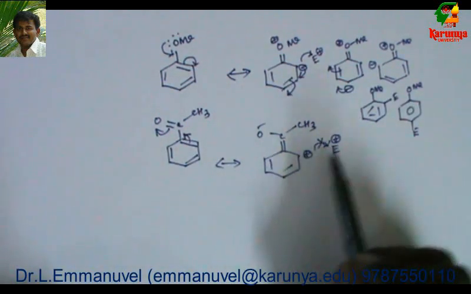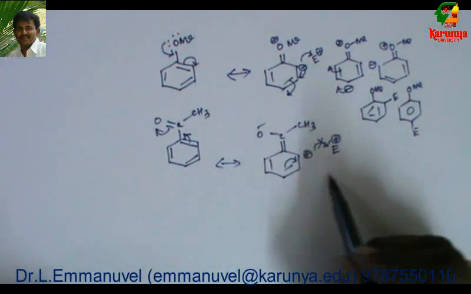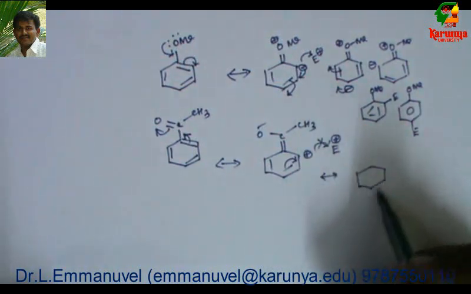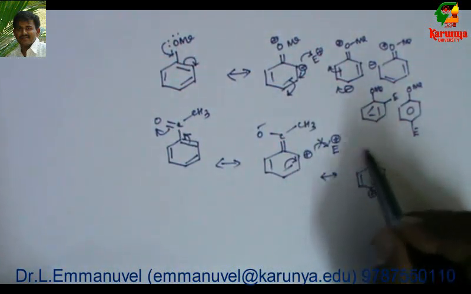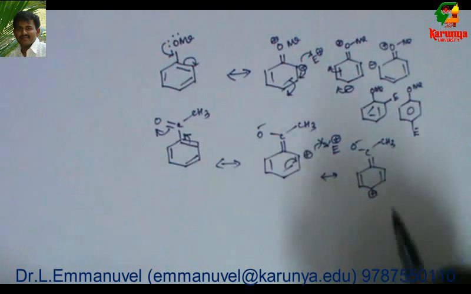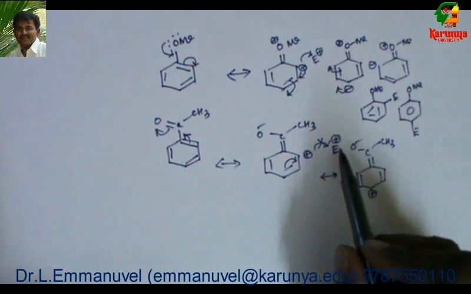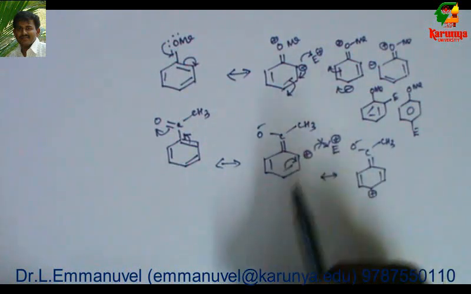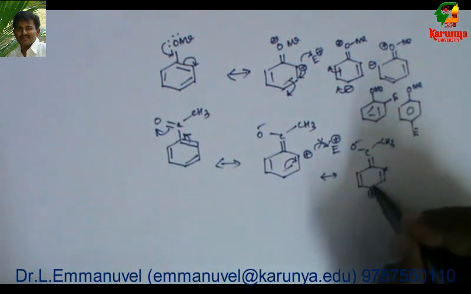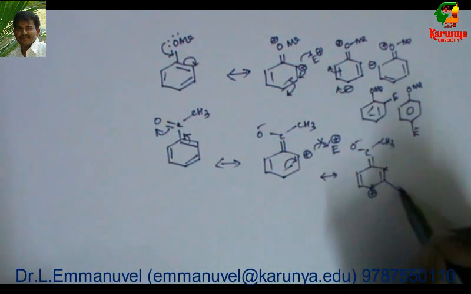But now this plus and this plus cannot react. Then further I go for resonance. What happens? I get a positive charge here. So again it cannot attack. So this system cannot attack the electrophile from the ortho carbon and para carbon. This carbon and this carbon are not nucleophilic. They are electrophilic in nature because of the resonance. But what about this carbon?